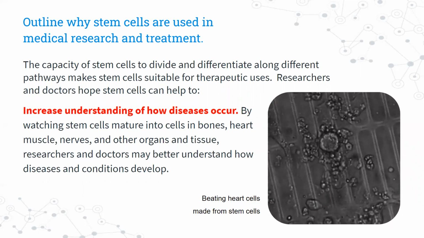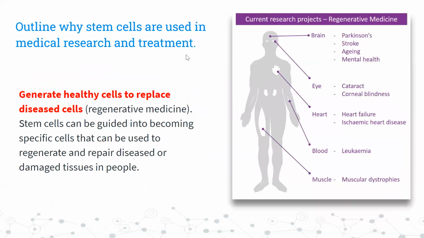You should be writing this under that first bullet point. This would lead us to kind of a preventative measure, right? Preventative measures usually are the best. Stop the problem before it even happens. So if we can figure out how these diseases are happening, we can figure out maybe how to stop them. Okay, so increase understanding of how diseases occur. Next thing, generate healthy cells to replace diseased cells. So if we can't do the preventative measure, we could at least try to use these as a regenerative piece. We can give you healthy cells to replace your unhealthy cells.